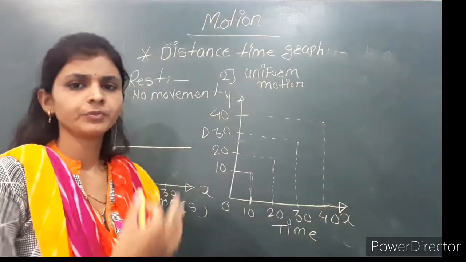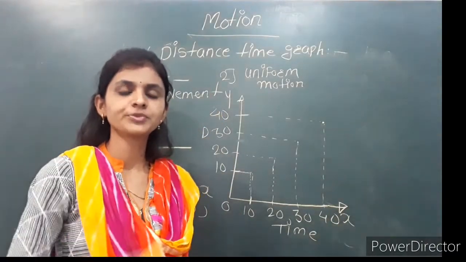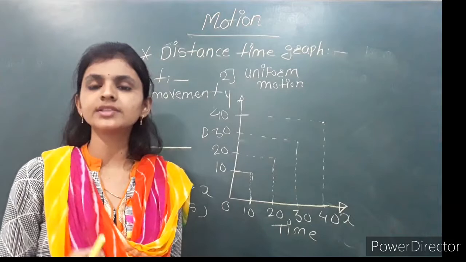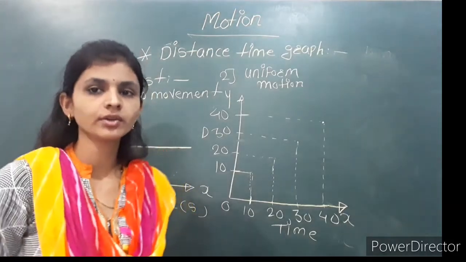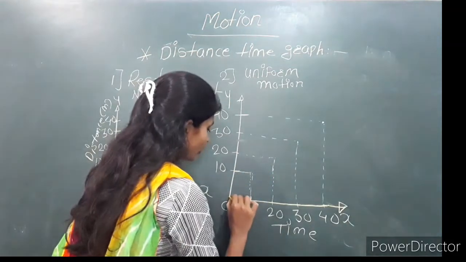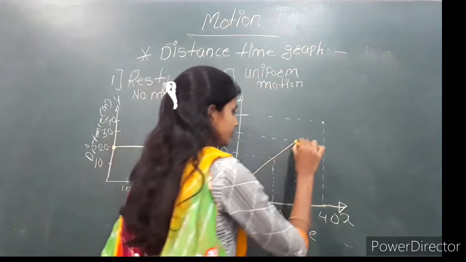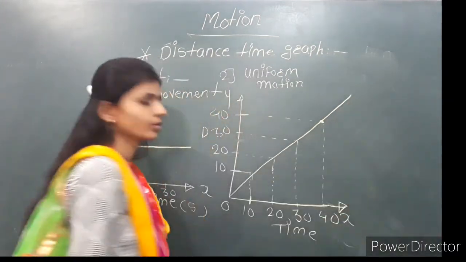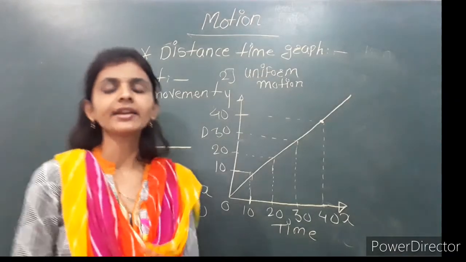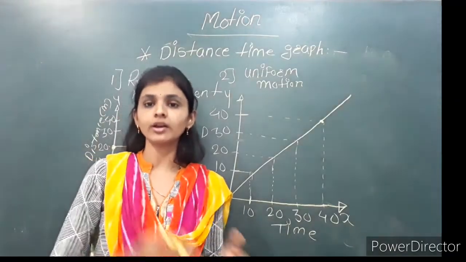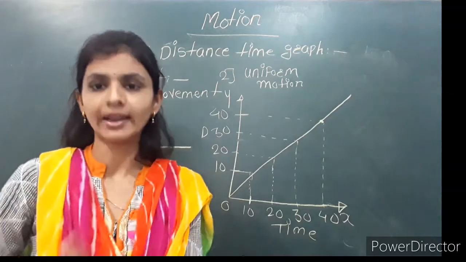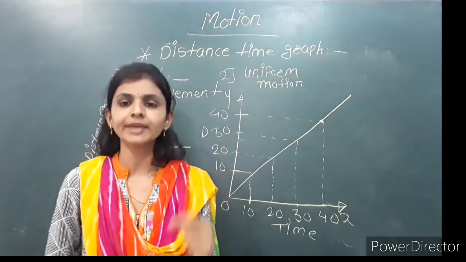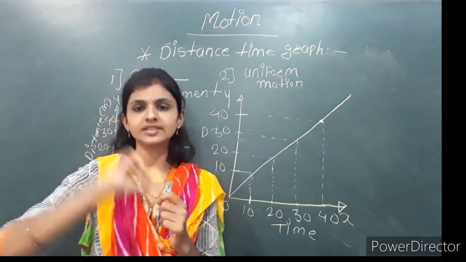So here in 4 cases you can see that the object covers the equal distance in equal intervals of time. So when we join all these points, at that time we will get one straight line. Okay, so here we can say that when an object is moving with uniform motion, at that time the distance time graph is a straight line.